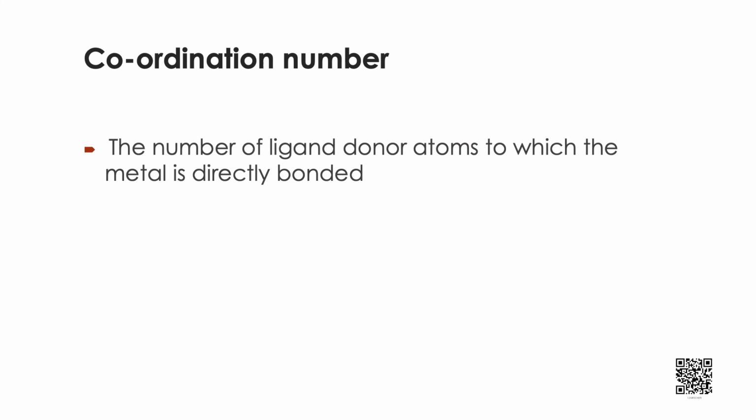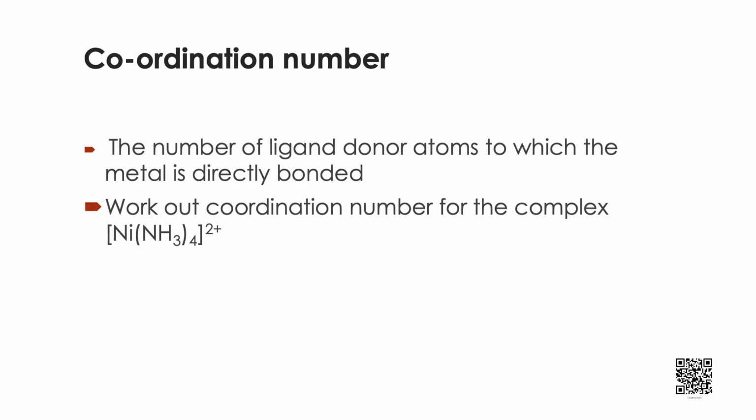Next we move to the coordination number. The coordination number of a metal ion in a complex can be defined as the number of ligand donor atoms to which the metal is directly bonded. Let's work out the coordination number for the given complex here. Yes, it is 4. Why? Since nickel ion is bonded to 4 ammonia molecules.